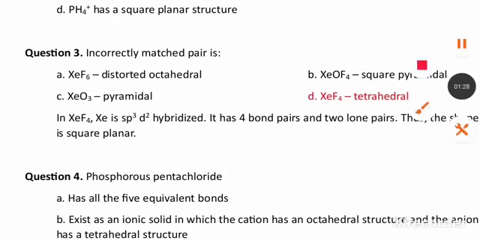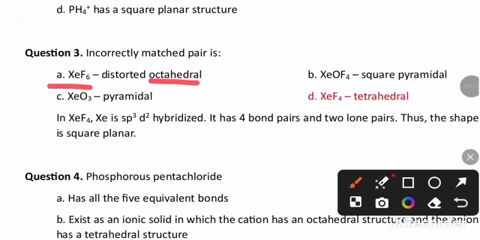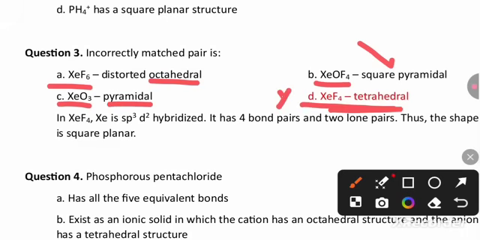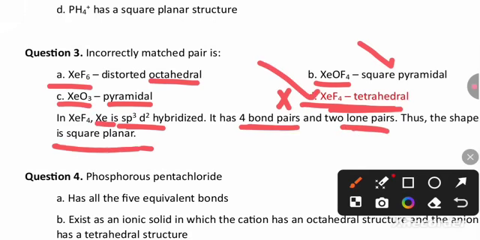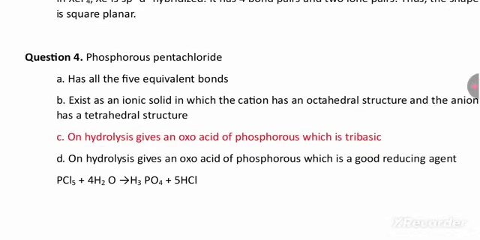Incorrectly matched pair. So here XeF6 is octahedral, XeO4 is square pyramidal, XeO3 is pyramidal, whereas XeF4 is not tetrahedral. This is incorrectly matched because in XeF4 xenon shows sp3d2 hybridization with 4 bond pairs and 2 lone pairs. That's why XeF4 geometry will be square planar, not tetrahedral.